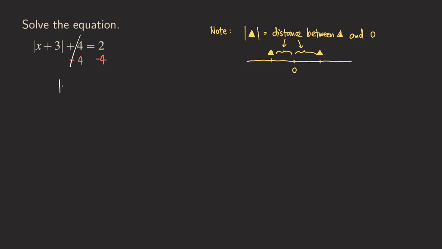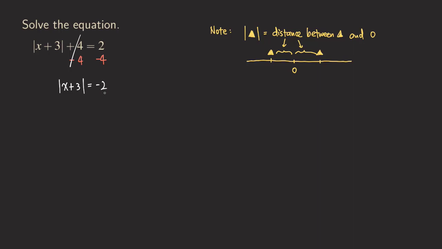And so we are going to get absolute value of x plus 3 is equal to 2 minus 4, which is negative 2. And this one is also different from the previous three examples. It's really because if you look at the number over here, it's not a positive number. It's not 0 either.